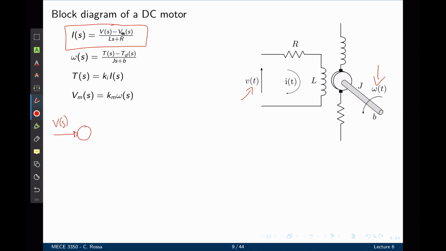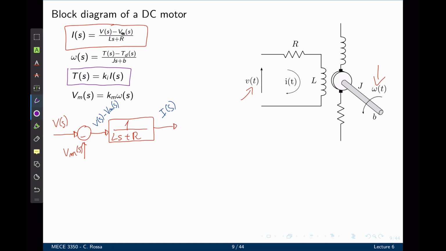If we now subtract Vm of s from V of s, this results in Vs minus Vm of s. If you now divide this by 1 over Ls plus R, the output here is simply I of s. Moving on, I of s shows in the third equation.